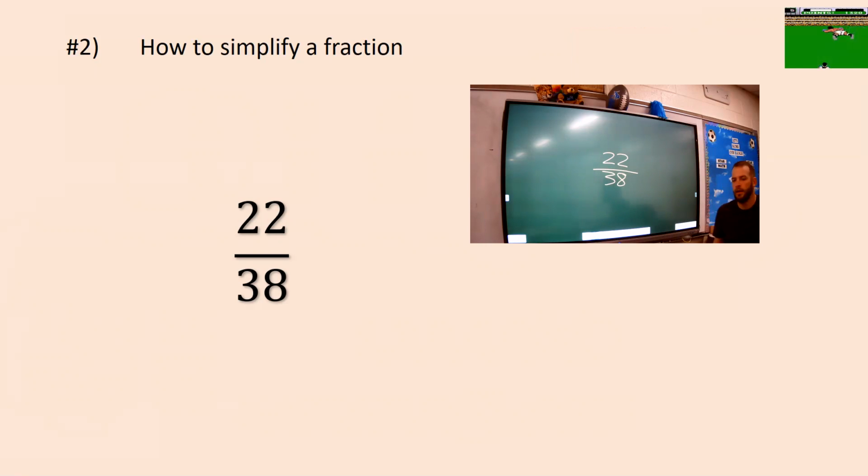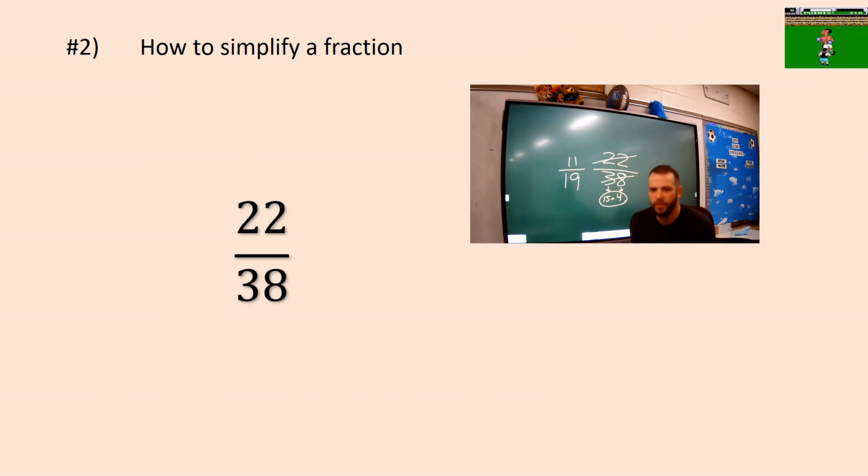Hold on 1 second. So they're both even. That means cut them in half. What's half of 22? 11. What's half of 38? Okay, so half of 30 is 15. Half of 8 is 4. So add those together, it's 19.